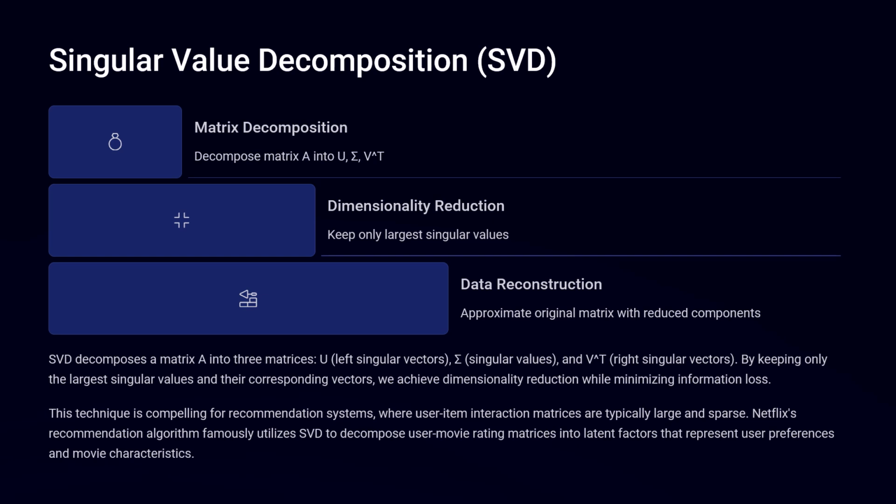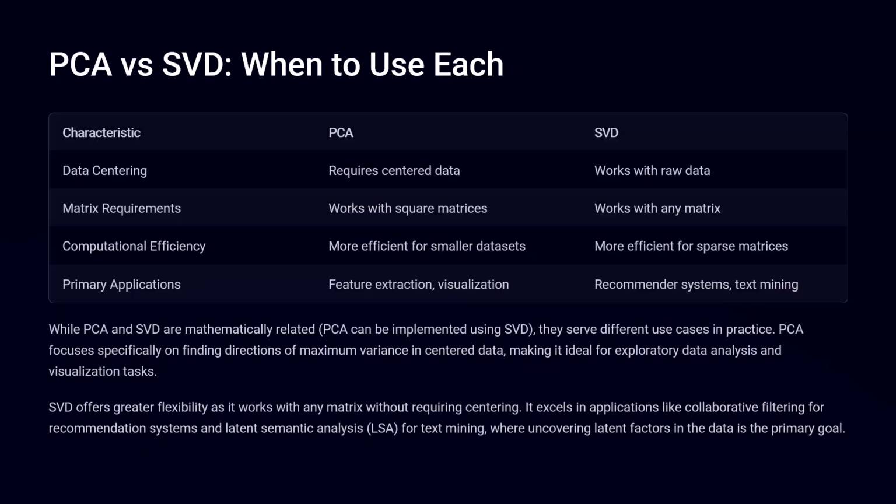SVD decomposes a matrix A into 3 matrices: U, which contains the left singular vectors, sigma, which holds the singular values, and V transpose, which contains the right singular vectors. By keeping only the largest singular values and their corresponding vectors, we achieve dimensionality reduction while minimizing information loss. This technique is compelling for recommendation systems, where user-item interaction matrices are typically large and sparse. Netflix's recommendation algorithm famously utilizes SVD to decompose user movie rating matrices into latent factors that represent user preferences and movie characteristics.